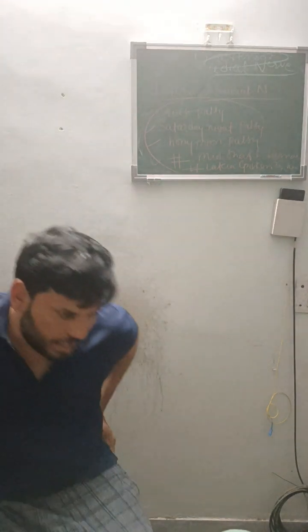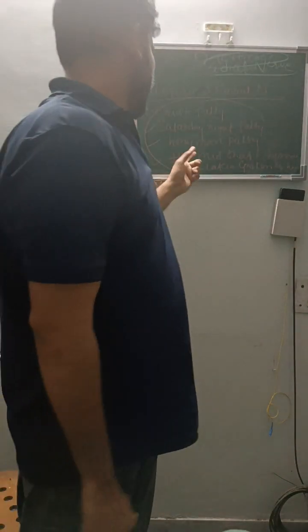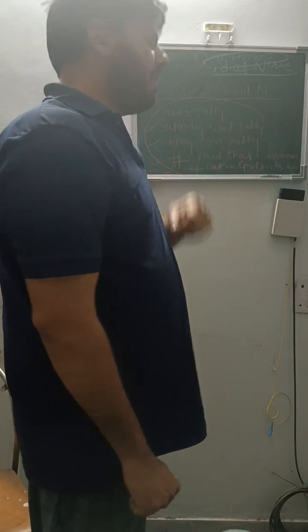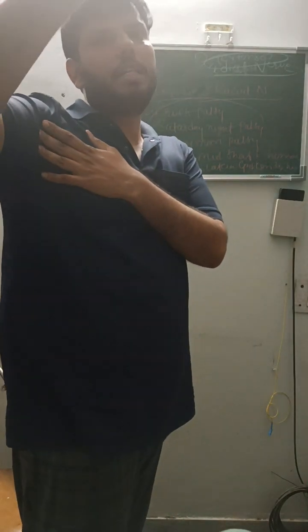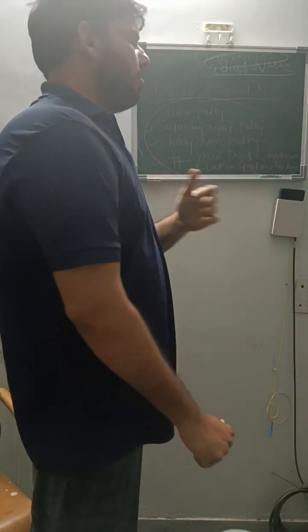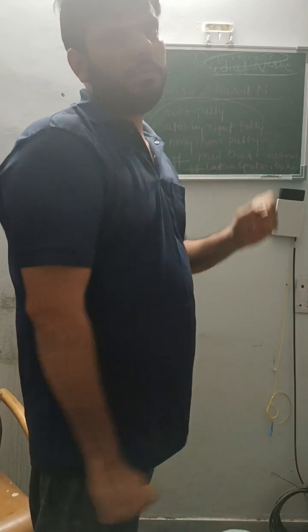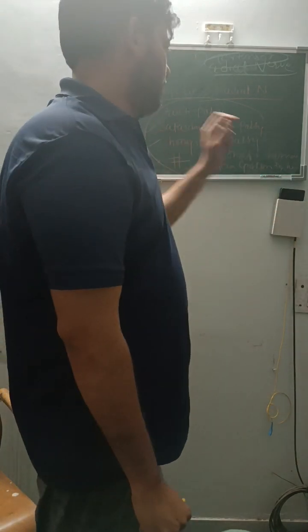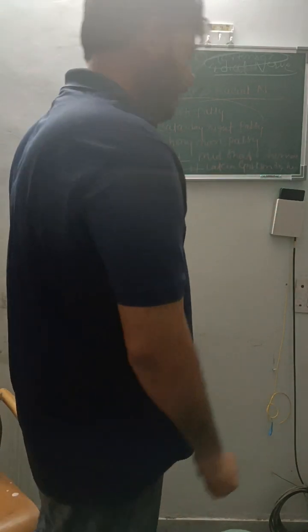Then honeymoon palsy: your partner sleeps on your arm like that during the honeymoon, and that also causes honeymoon palsy. Then a mid-shaft fracture of the humerus also causes injury in the spiral groove. In the mid-shaft humerus spiral groove there is also radial nerve injury.